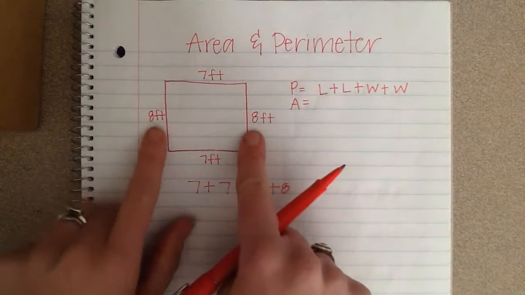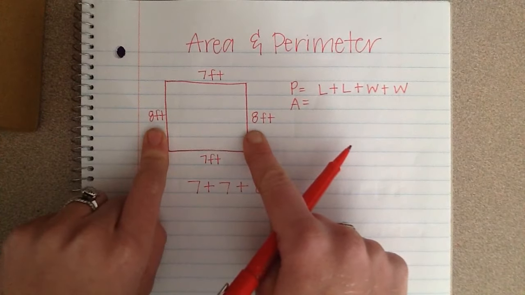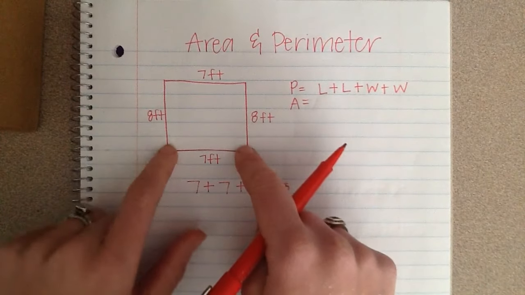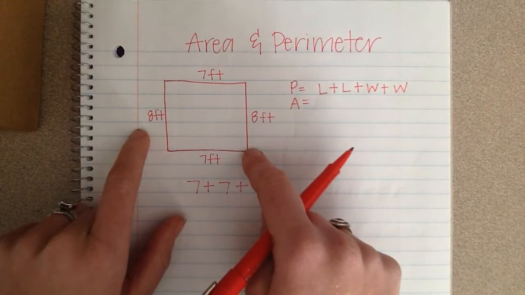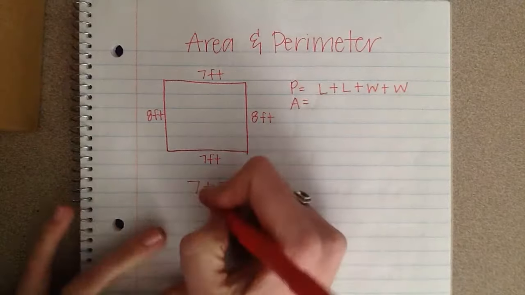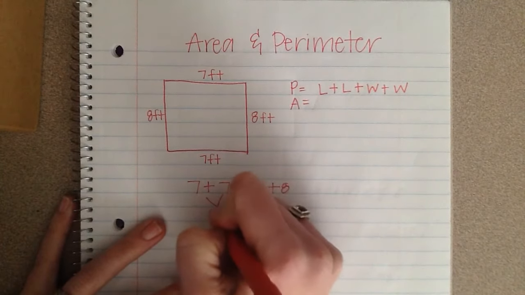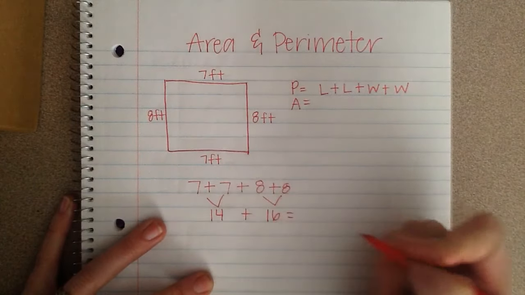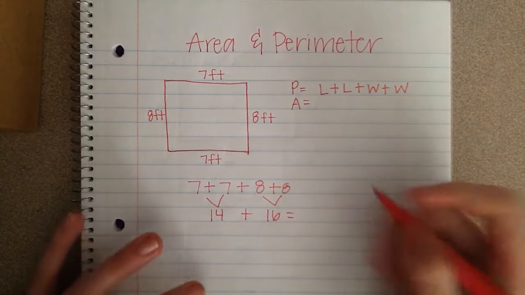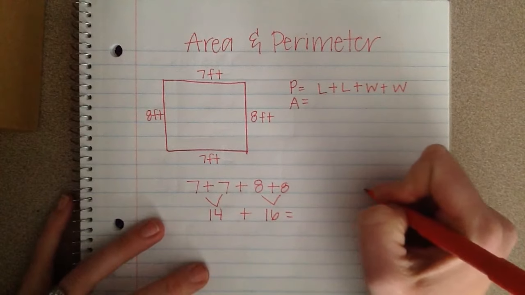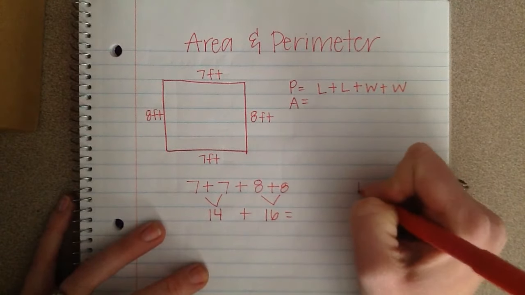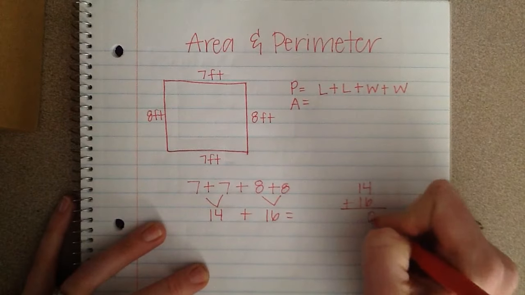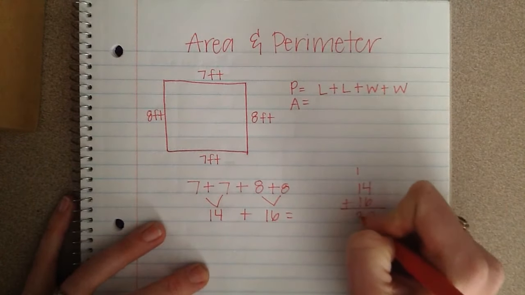I know that these are equivalent because it is a rectangle. And when you have a rectangle, you have two sets of equivalent sides. So I'm just adding them together. I get 14 plus 16. When I add two numbers, I like to add them vertically. So I'm just going to do 14 plus 16 here. I get 30.